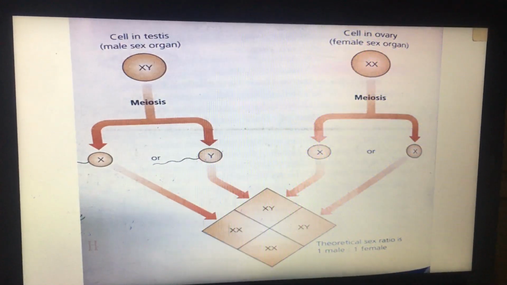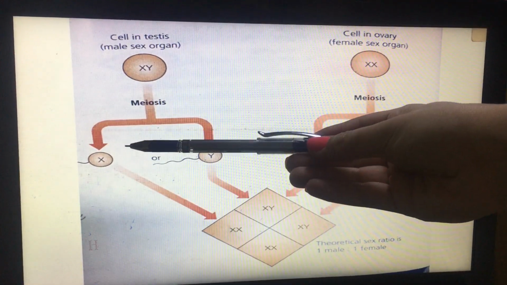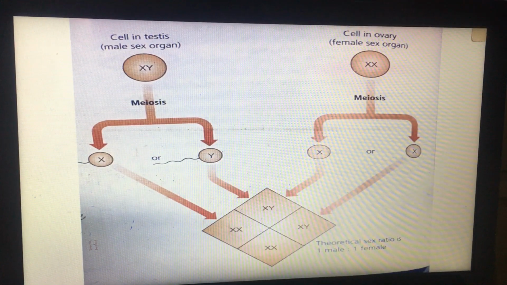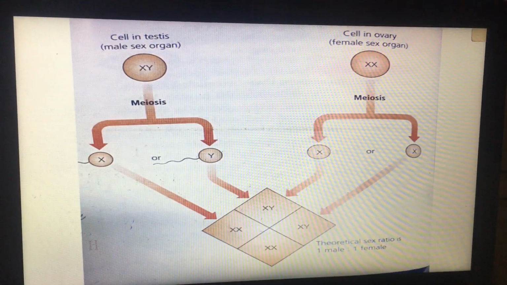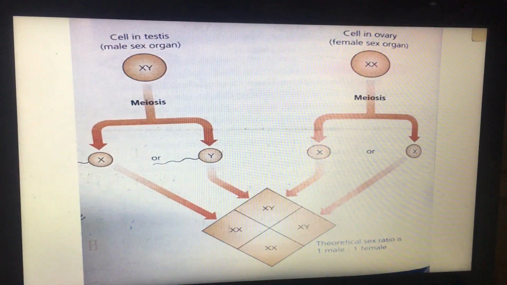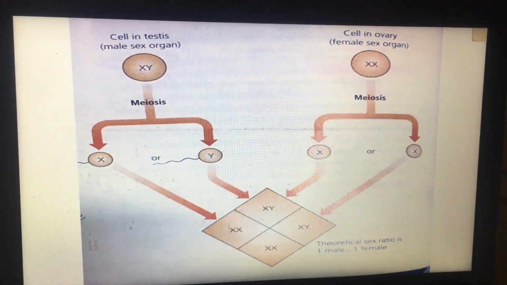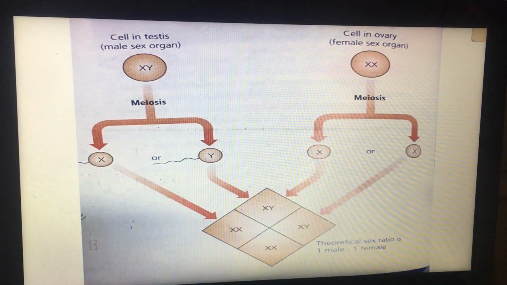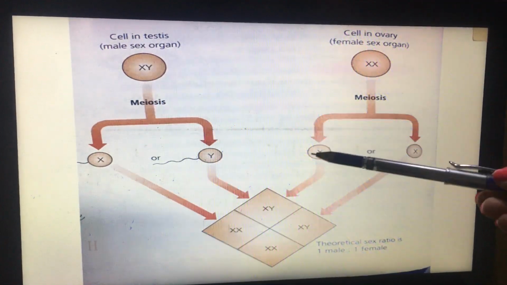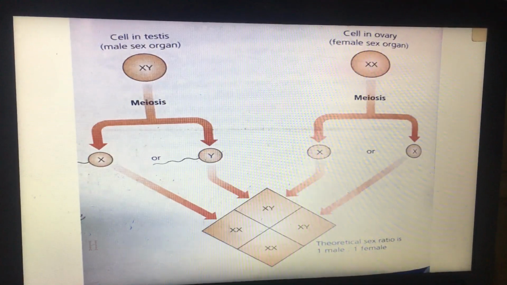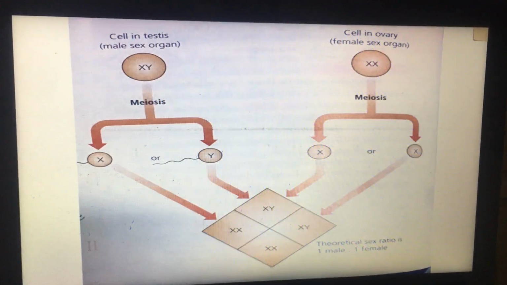When this cell divides, it will give us an X gamete and a Y gamete. What about the female cell? XX. All female chromosomes are XX. When it divides, it will give us two gametes, both the same, which is X.